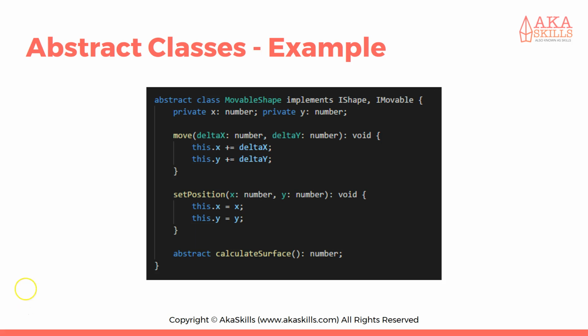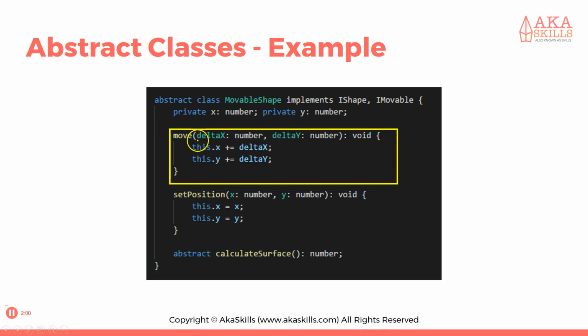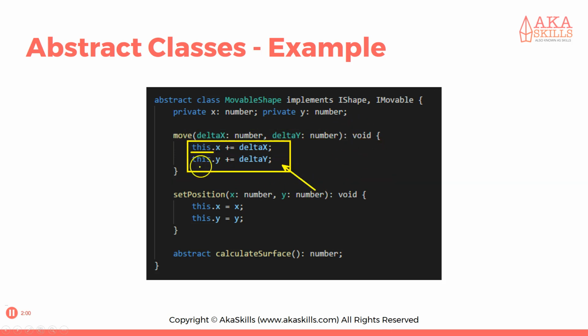So here is an example. I have an abstract class MovableShape, which implements IShape and IMovable. And here is the keyword that I'm using. So this is the first one that you should declare. After that, I have two private fields, private y and x. Both of them are of data type number. Then I have two methods. I have method move, which is receiving two parameters, deltaX, which is a number, and deltaY, a number, and returning void. Here, I'm just saying this.x and this.y plus-equal deltaX and deltaY.